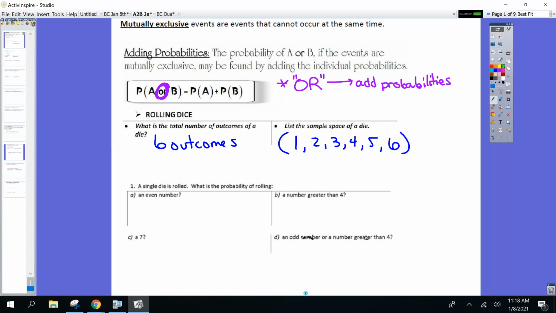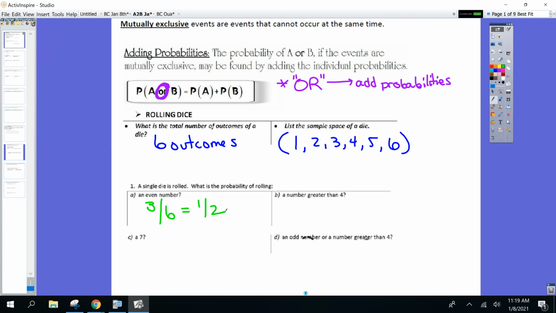How many even numbers are there? Aren't there just 3 out of how many choices? Out of 6? 6, right? So yeah, it would just be 1/2. Everyone's all right? 3 out of 6, 1/2. All right, let's keep trucking.